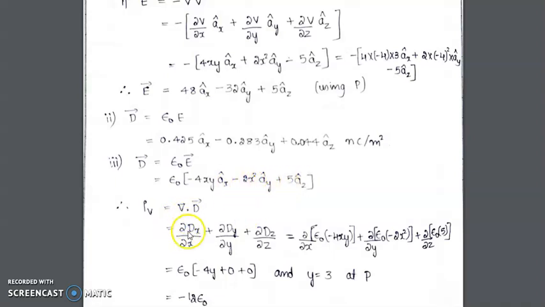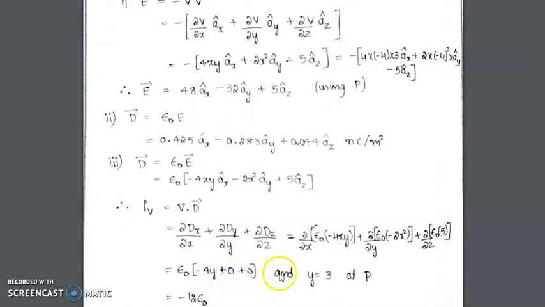Now rho V is del dot D. So del dot D can be written as dou by dou x into Dx plus dou by dou y into Dy plus dou by dou z into Dz. Now according to this equation, what is Dx? Dx is epsilon naught into minus 4xy. Dy is epsilon naught into minus 2x square. Similarly, Dz is epsilon naught into 5. So substituting that in this equation and differentiating with respect to x, y and z, you will get epsilon naught into minus 4y plus 0 plus 0.